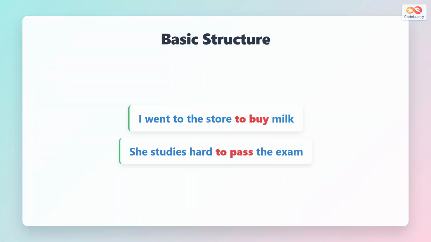The basic structure for showing purpose is the main action followed by "to" and the base form of a verb. Here are some examples. I went to the store to buy milk. She studies hard to pass the exam. In each sentence, the infinitive tells us the reason for the action.